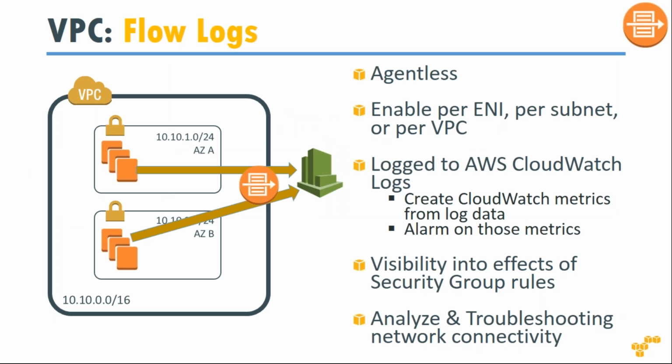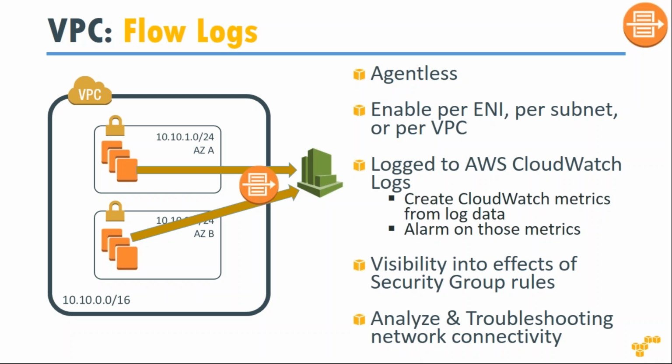The most interesting thing is you are not going to install any agent or any client or anything on your VPC to configure this. It is absolutely agentless. You just go to your VPC dashboard and enable Flow Logs. And as the second point says, you can enable it at a per interface level.